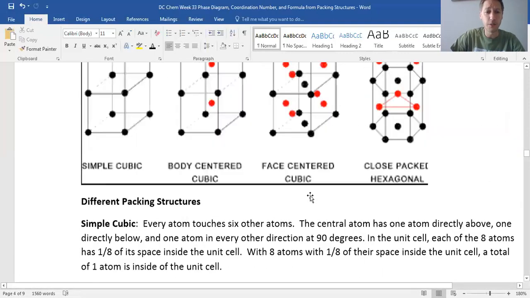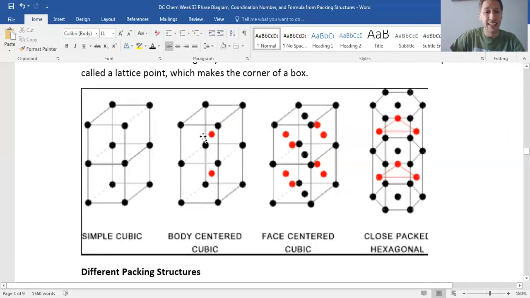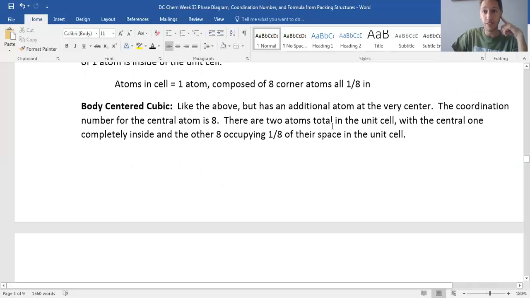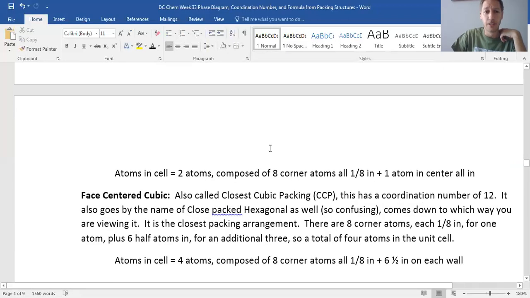All right, the next packing structure is the body center cubic. It looks just like the simple cubic, with the difference that we have a new atom in there. We're going to put an atom all the way in. This atom's going to be directly in the very center. That's a body center cubic when it has a simple cubic shell with an atom inside of it. So just like this one, but the difference is it's got 2 atoms in the cell because the central one is all the way in, and the corner ones are 1/8 in. So 2 atoms, 8 corners, and 1 in.